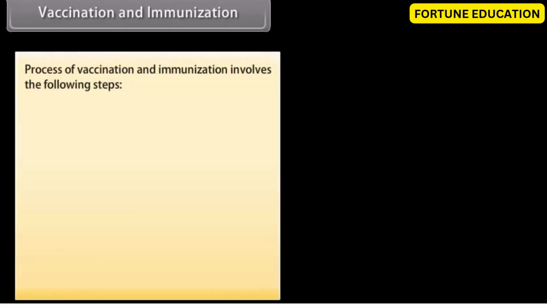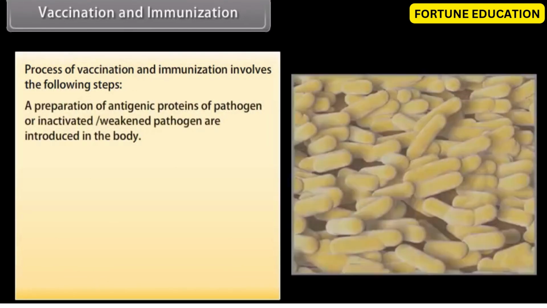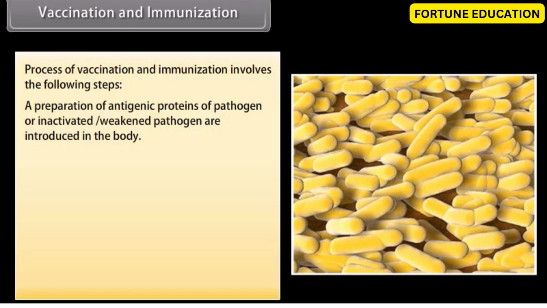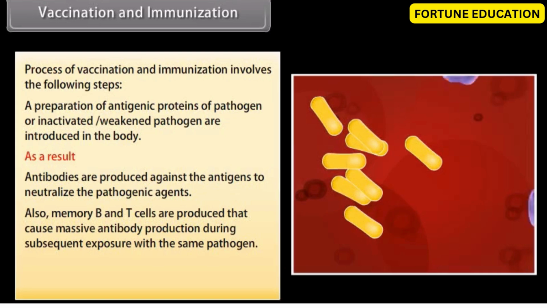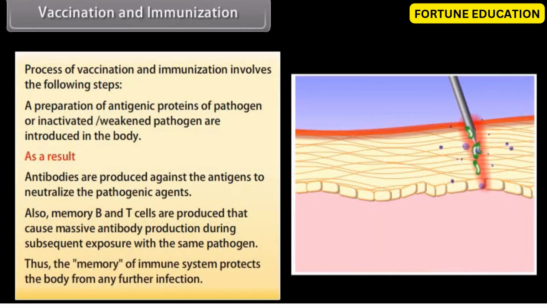The process of vaccination and immunization involves the following steps. A preparation of antigenic proteins of the pathogen or inactivated, weakened pathogen is introduced in the body. As a result, antibodies are produced against the antigens to neutralize the pathogenic agents. Also, memory B and T cells are produced that cause massive antibody production during subsequent exposure to the same pathogen. Thus, the memory of the immune system protects the body from any further infection.